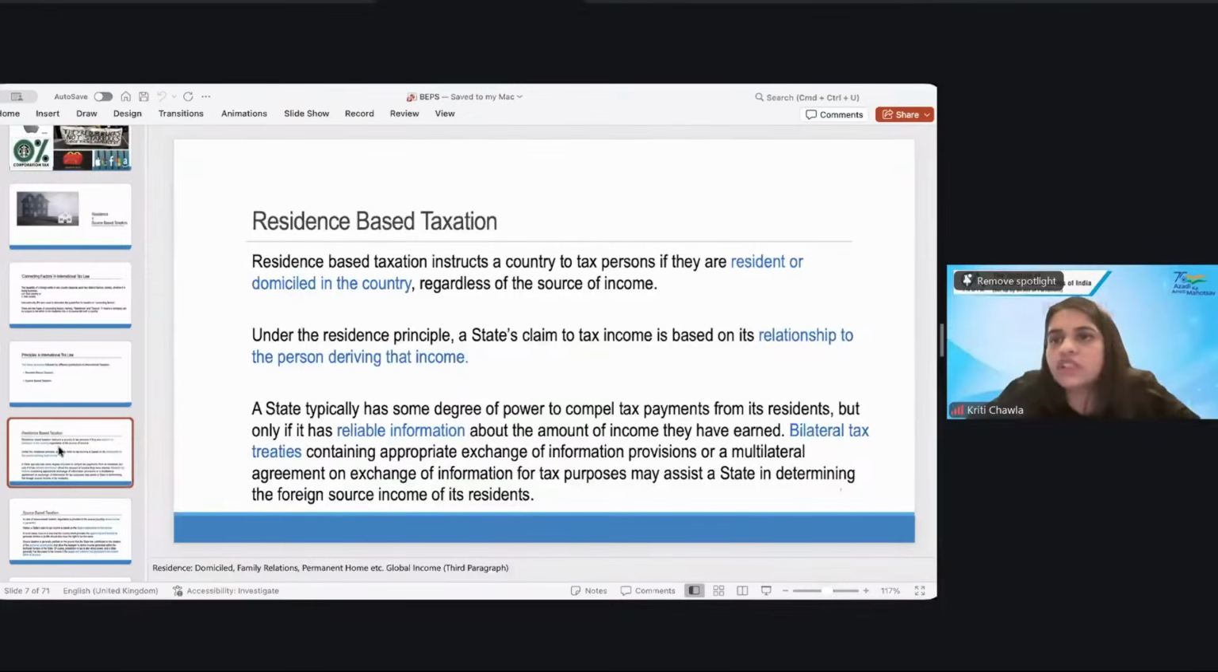If we talk about the domestic tax law of India, there is Section 6, which basically says that an individual becomes a resident in India if they spend 182 days or more in India. So that's very, very important.